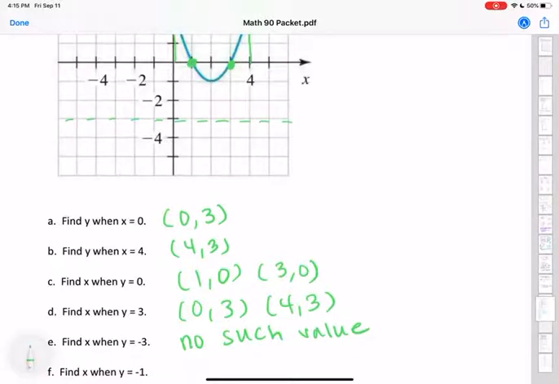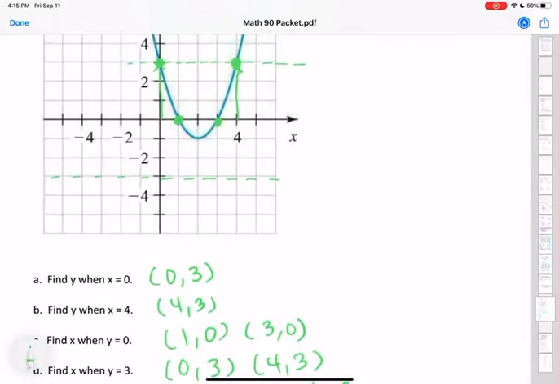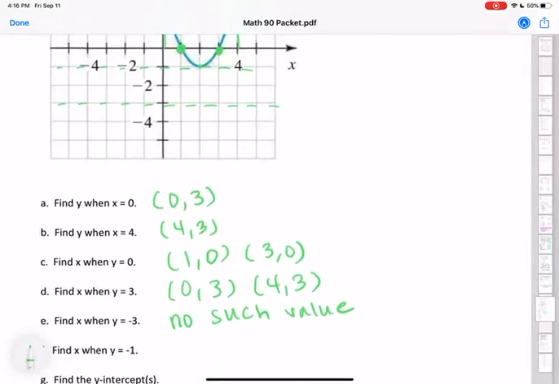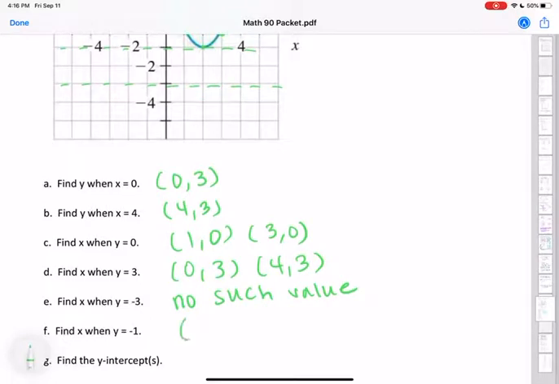Okay, for part F, it says find x when y equals -1. So when y equals -1, let me draw my dashed line at -1 so I can see where it's going to cross, and there it crossed. What is x? Right here, x is 2. So I'm going to put (2, -1).